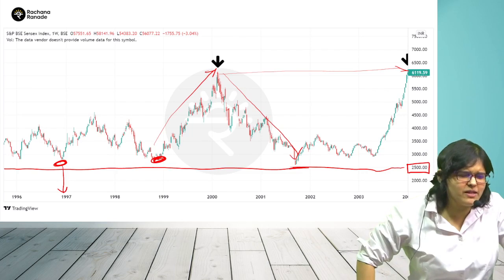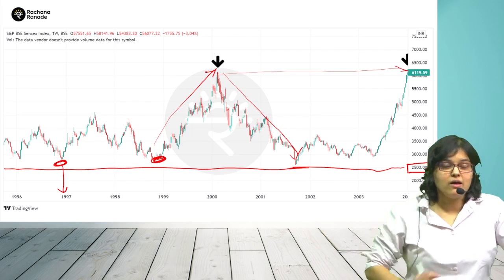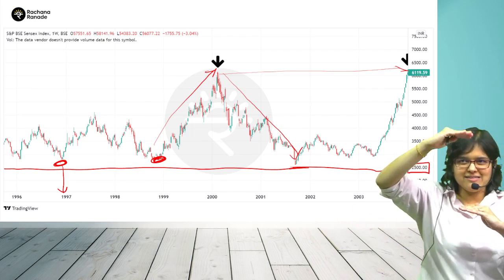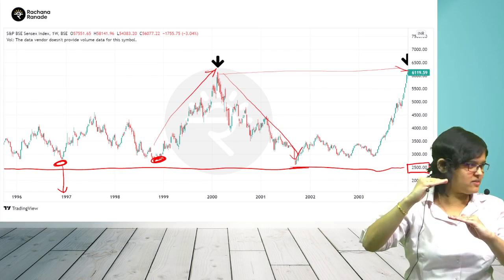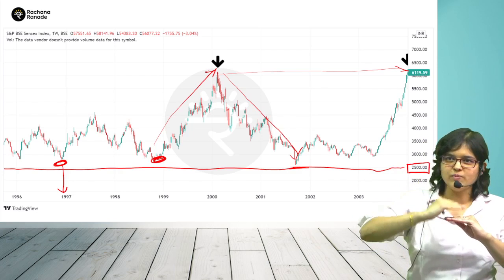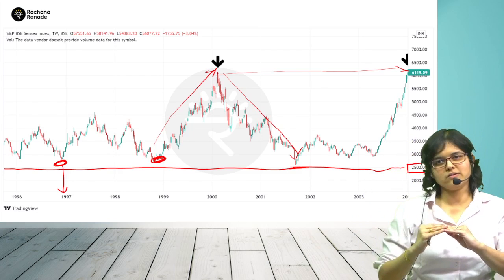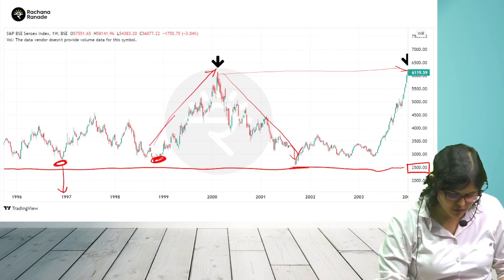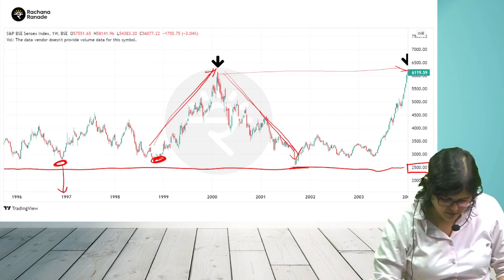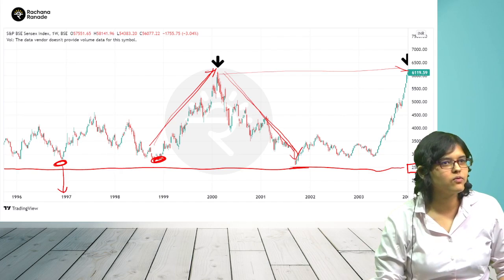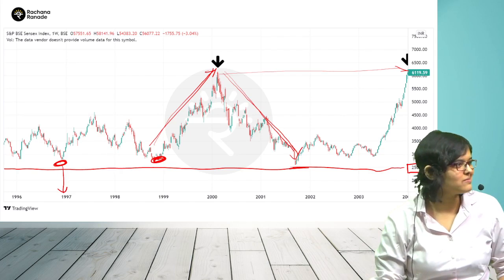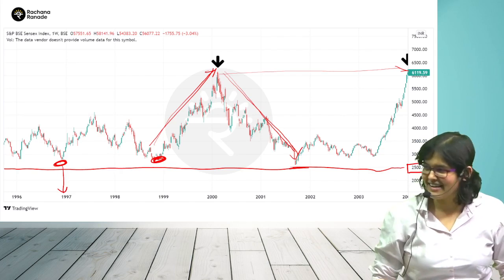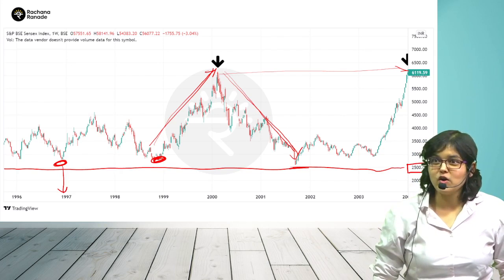What happened in Harshad Mehta scam? Rose by whatever, X, fell by 0.5x. Here, rose by X, fell by X. Same fall. And see the speed of growth and the speed of fall. Fast and furious. Correct? So that was the dot-com bubble burst.